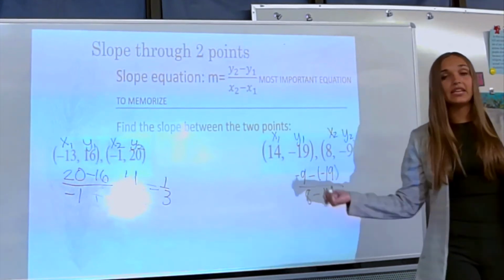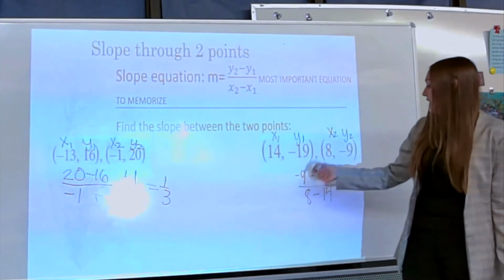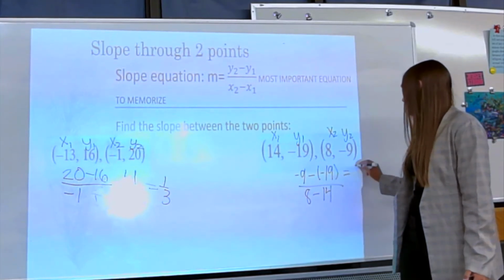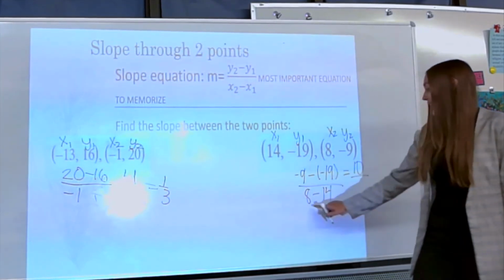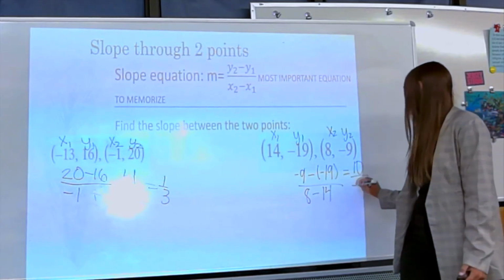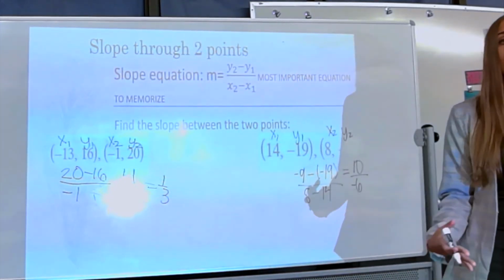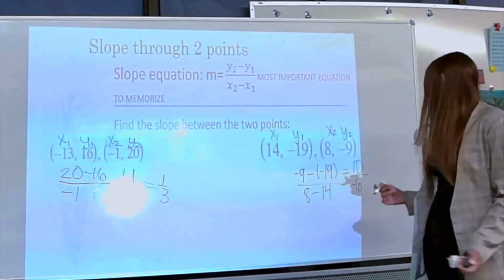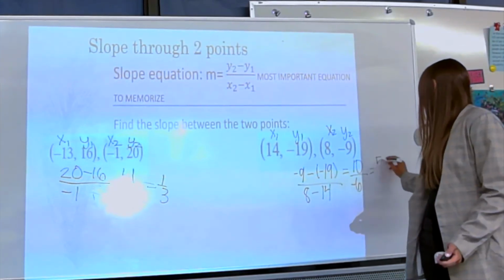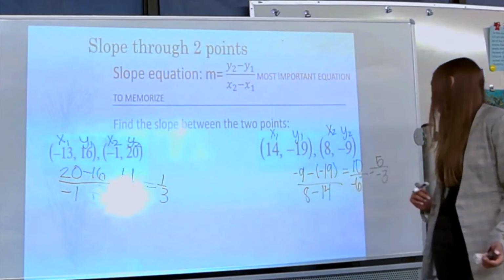Once again, a minus and a negative is a plus. So we have negative 9 plus 19, which gives me a 10. 8 minus 14 is a negative 6. Like we saw before, we have to simplify. We're not going to leave that in a bigger fraction than we have to, so it becomes negative 5/3.